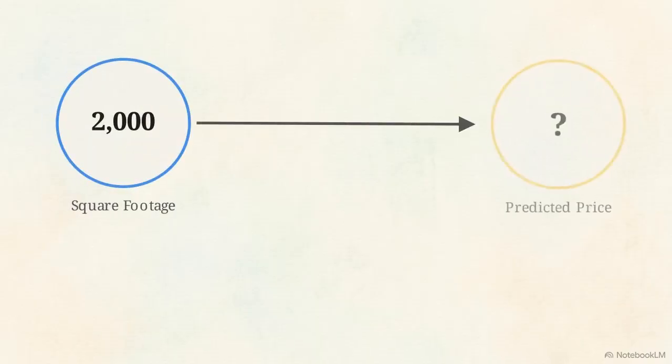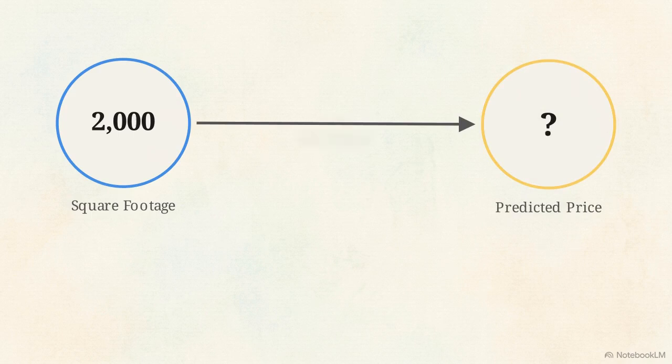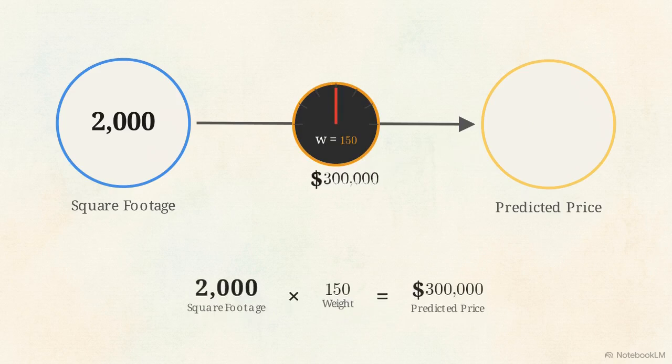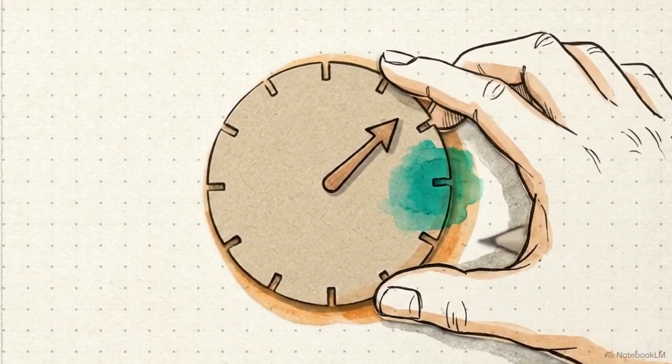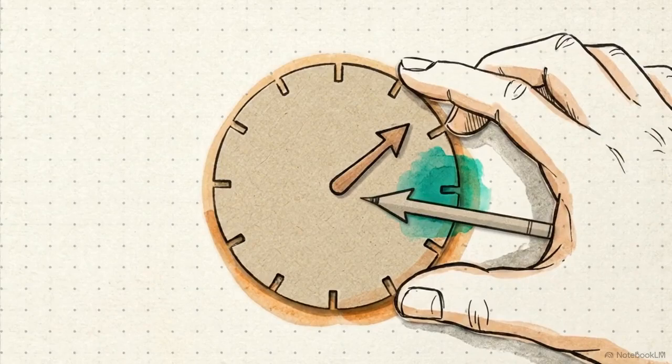Say you feed a house's square footage into a computer to predict the final market price. The mathematical bridge between these numbers is a weight. Think of it as a dial on the connection, actively multiplying the data to spit out a price prediction. If you only have one single dial, you can easily turn it yourself until the math works out.